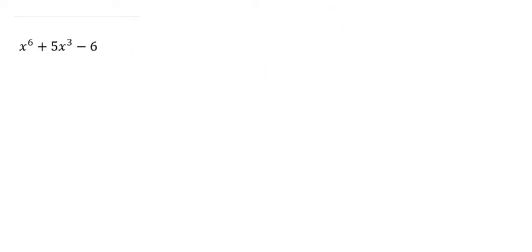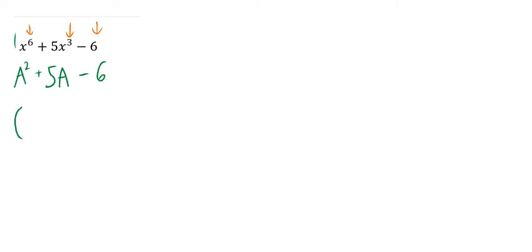This is in a quadratic-like form. 6 is double 3, and there's a constant at the end. I think about the corresponding quadratic. Instead of 1x to the 6th, I do 1a squared. Instead of 5x to the 3rd, I do 5a. Not a squared, a. Middle term in a quadratic is just linear. And minus 6 is still going to be there.